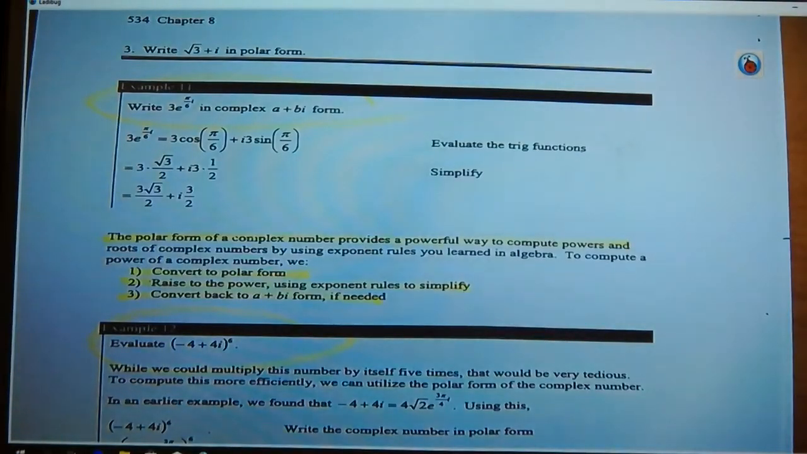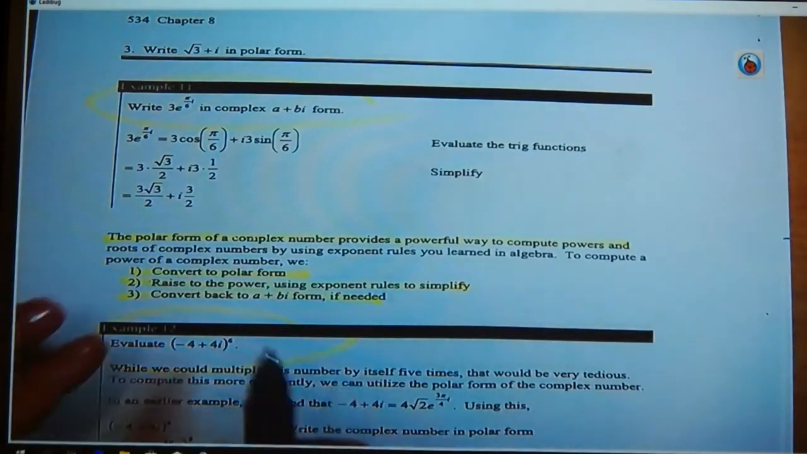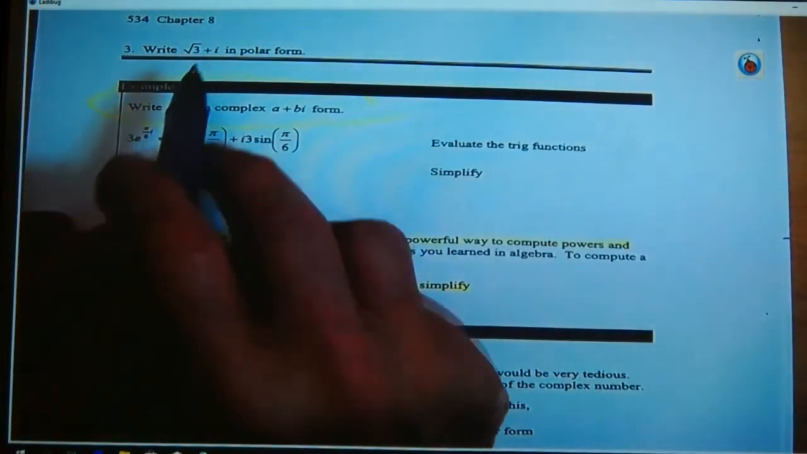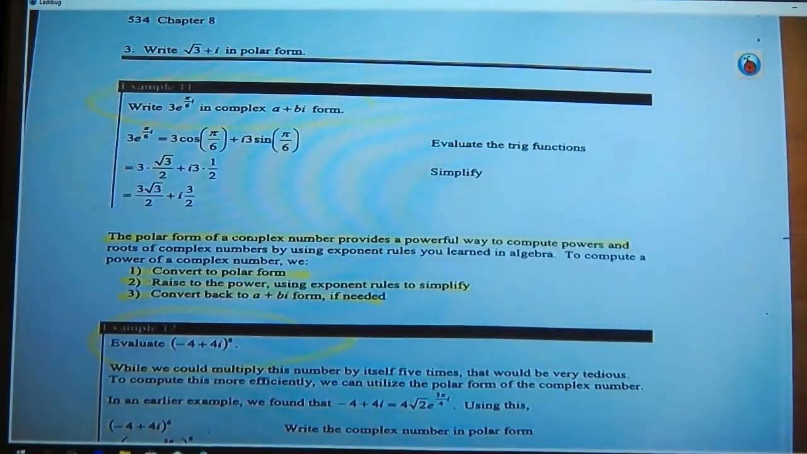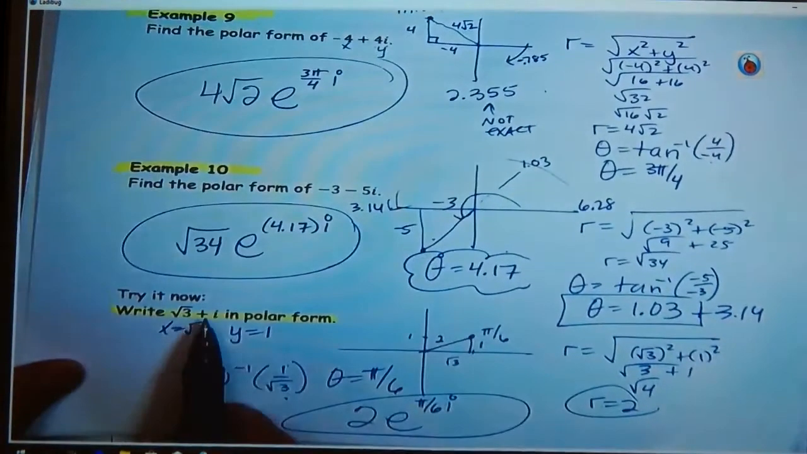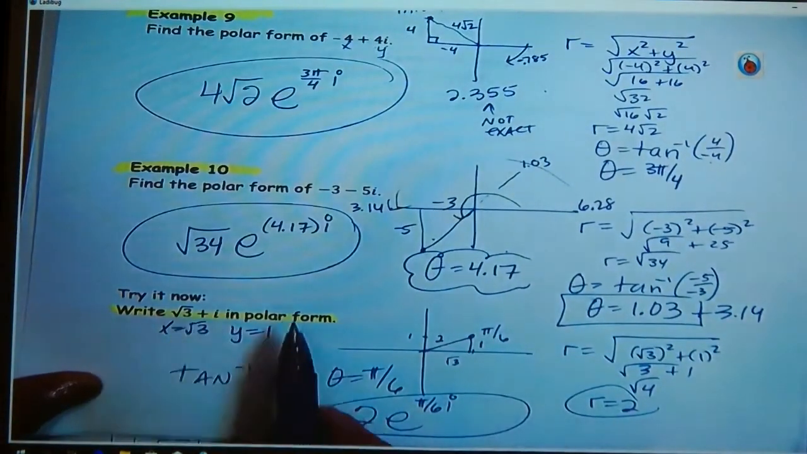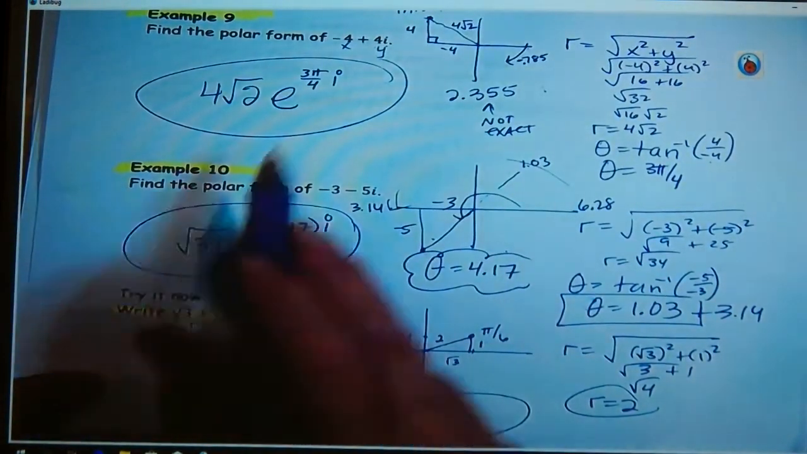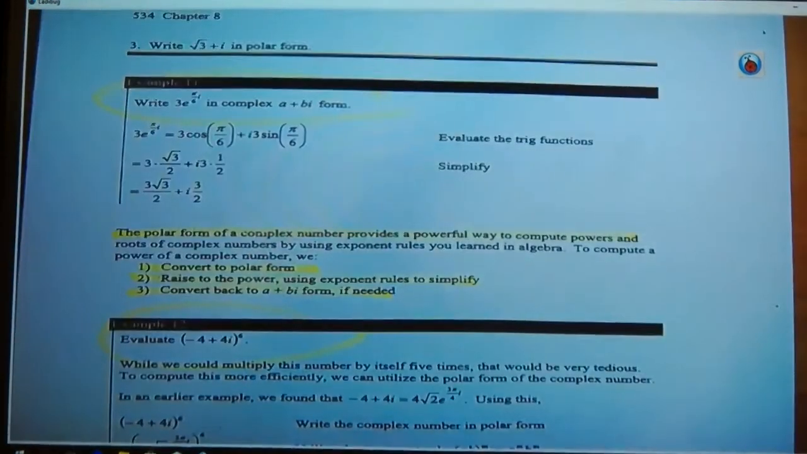Okay, so we've been changing complex numbers to polar form. The last example was this type of a problem: complex to polar, complex to polar. All right, we need to do one the other way, okay?